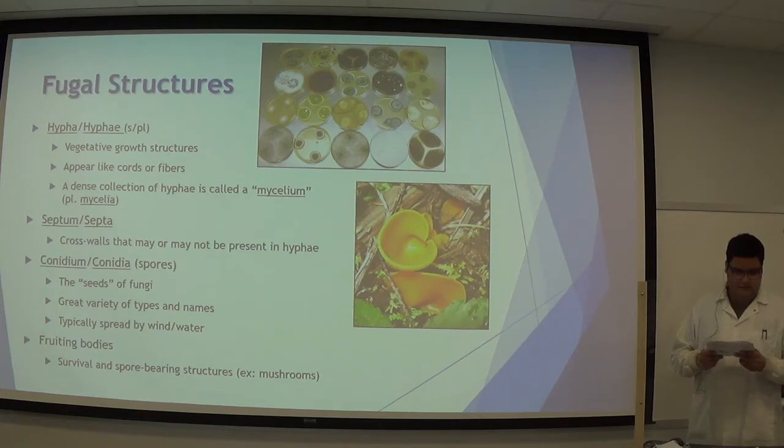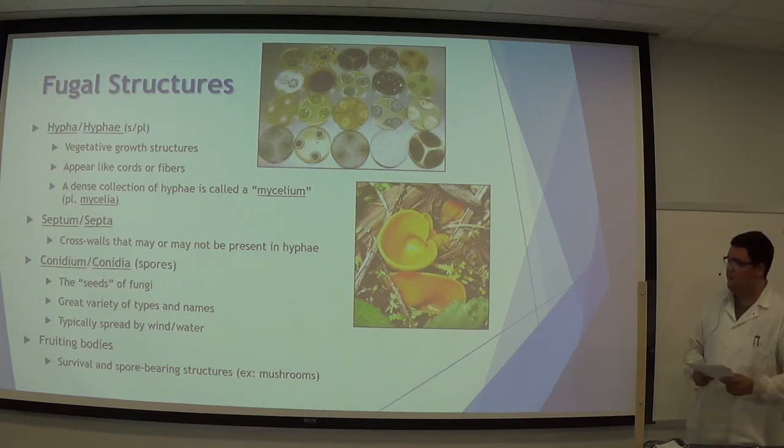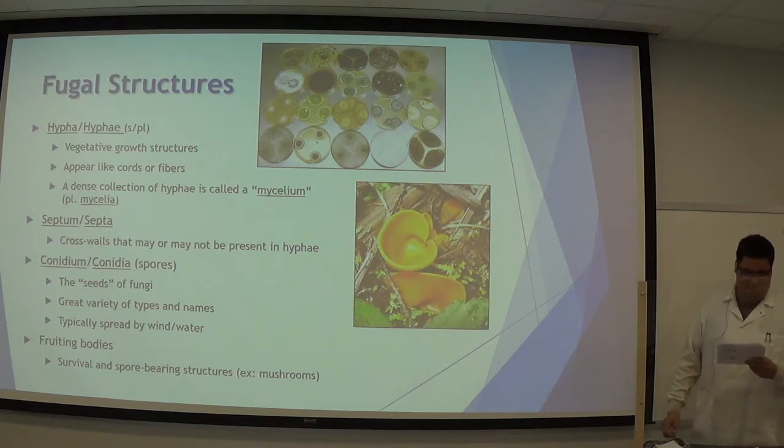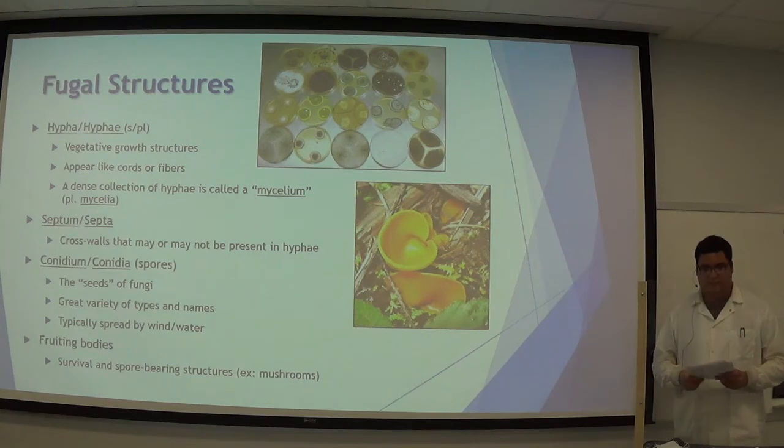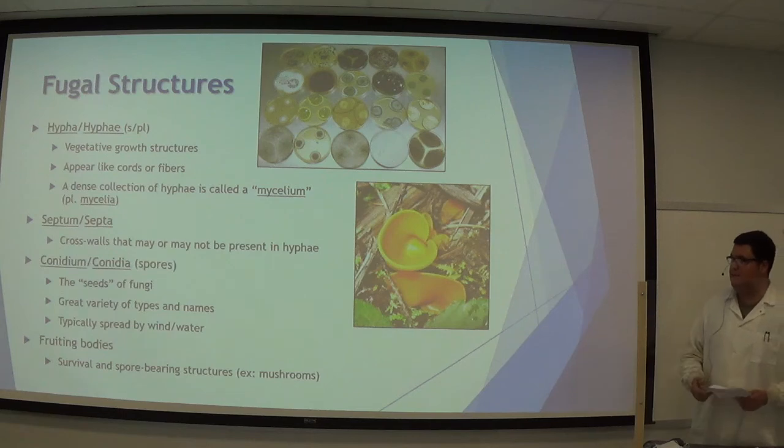And then there are conidia, which I guess here they consider to be the seeds of fungi. I don't know if that's very accurate. Again, I don't make these slides, I just have to present them. There are many types of conidia or conidia-like structures, and they just produce spores. The spores are, like it says, the seeds of fungi. That's how you can think of them.